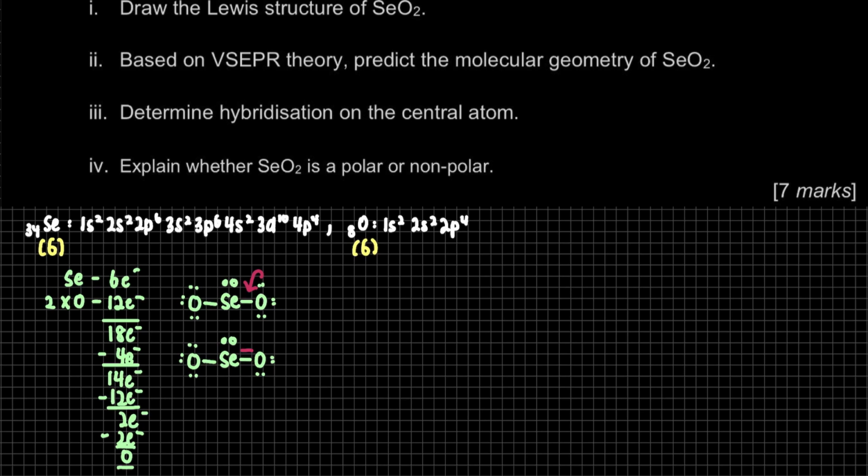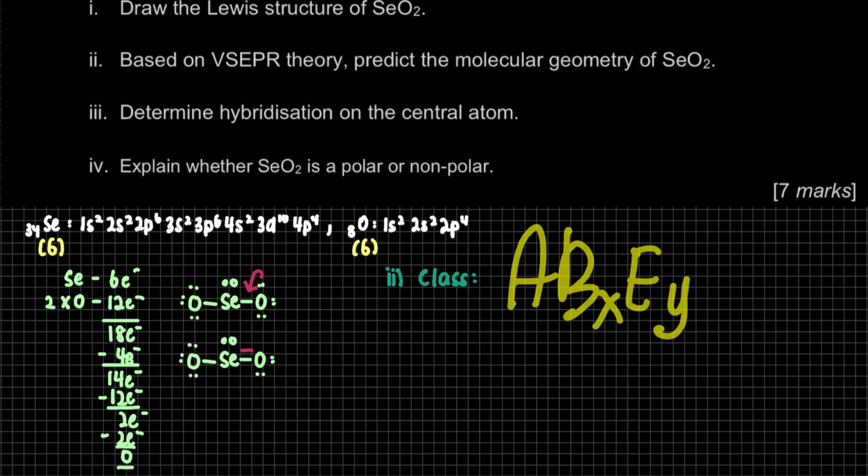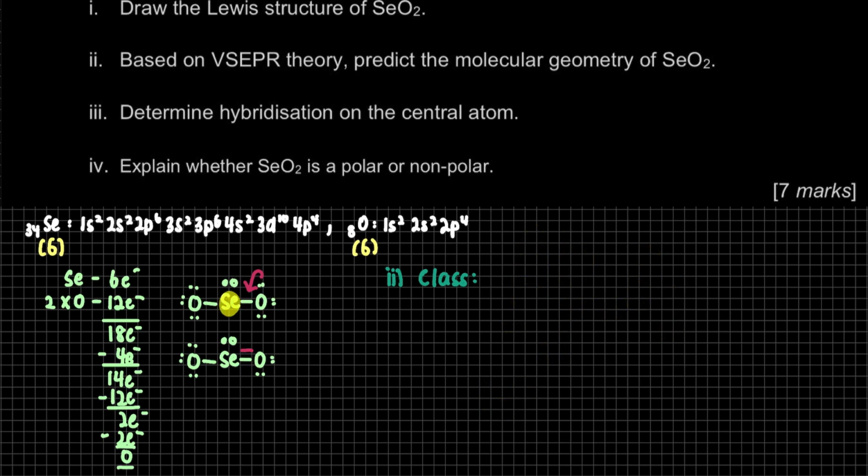Okay, but then how do we determine the shape? So first, what I'm gonna write down is my class. So what does it mean by class? Usually for class we write down ABₓEᵧ. B stands for bonding pair. How many atoms does the central atom bond to? In this case, selenium is bonded to 2 oxygens, on the right hand side and on the left hand side. Even though here we have a double bond, the bonding pair means how many pairs of atoms it bonds to. Oxygen left, oxygen right. So I'm just gonna write down, it will be AB2.